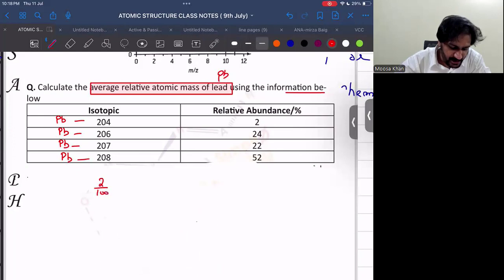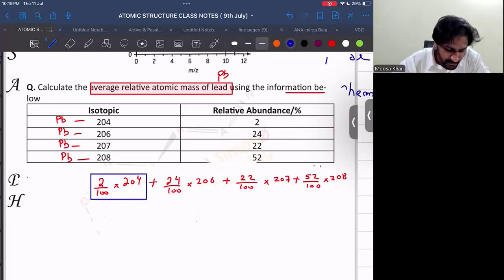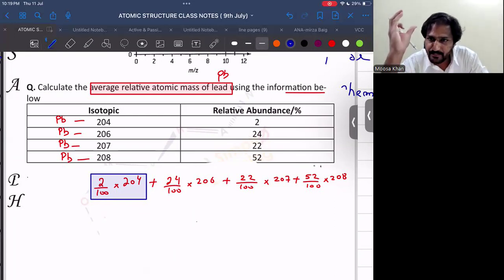2% of the first isotope has a mass 204, plus 24% of 206, plus 22% of 207, plus 52% of 208. So you have to divide every percentage by 100 and then multiply by its isotopic mass. Mariam, you got it now? This is the same formula, but you don't need to remember this. You just have to remember the method. You have to divide the percentage given by 100. Then you have to multiply this fraction by the isotopic mass given for that particular element. Got it now?